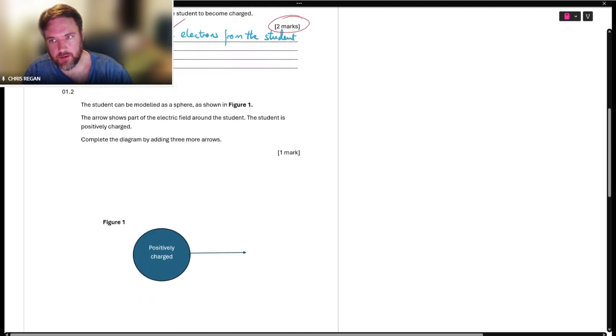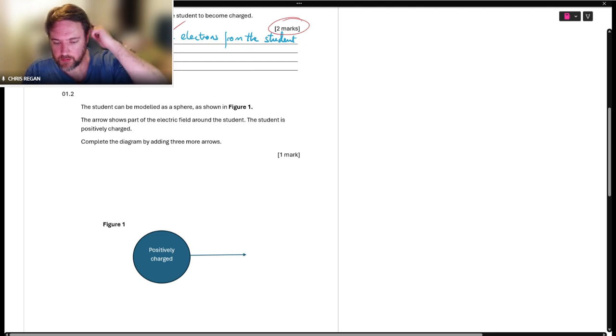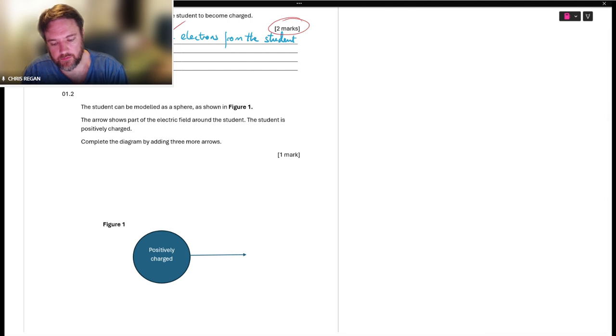Okay, so the next question. The student can be modelled as a sphere, as shown in figure 1. That's down here. The arrow shows part of the electric field around the student. The student is positively charged. Okay, so that's a reminder, we already know that. Complete the diagram by adding 3 more arrows. Okay, so the arrows are essentially showing the electric field. So the direction is important, hence the arrowhead.